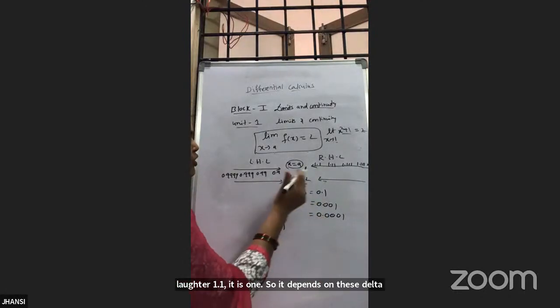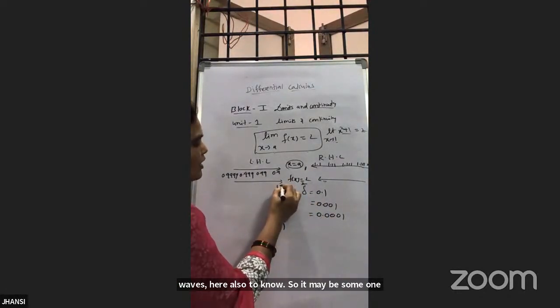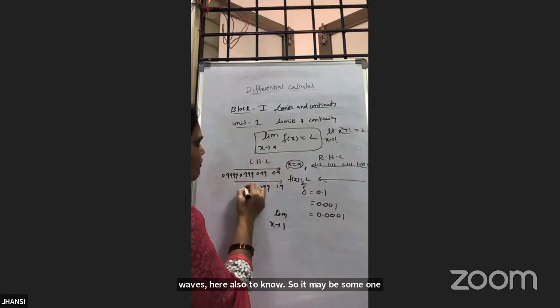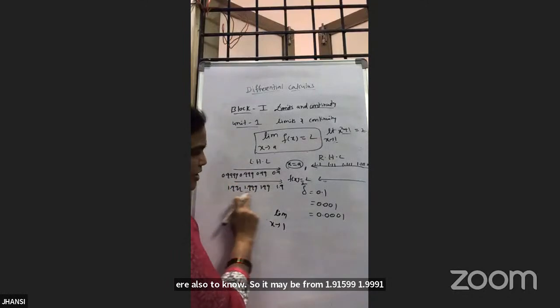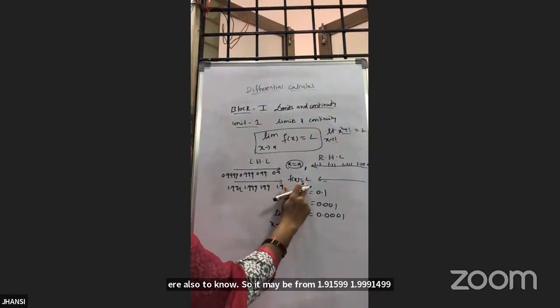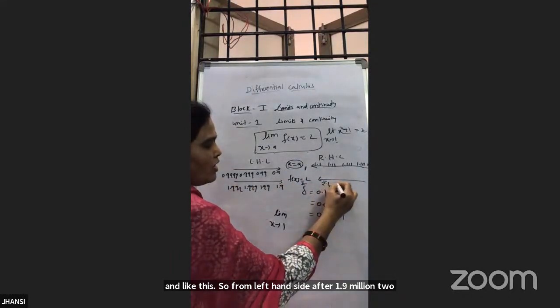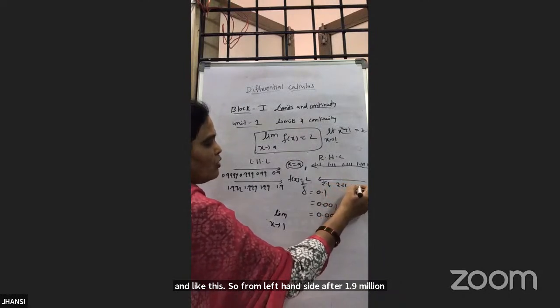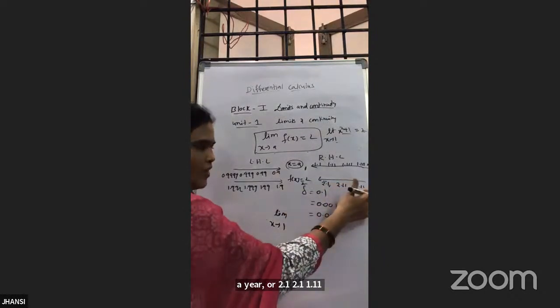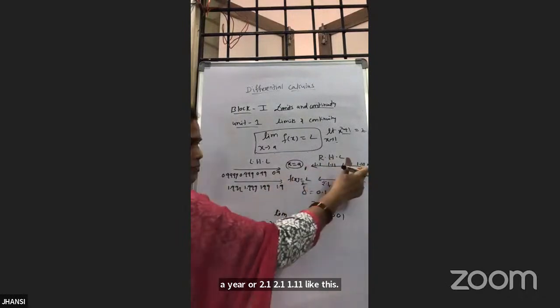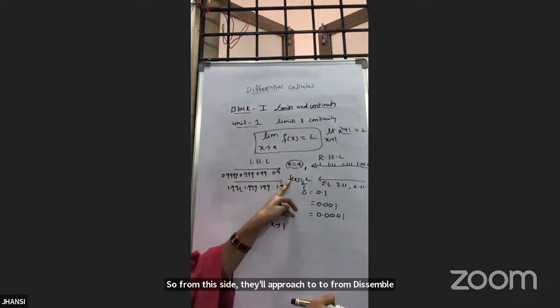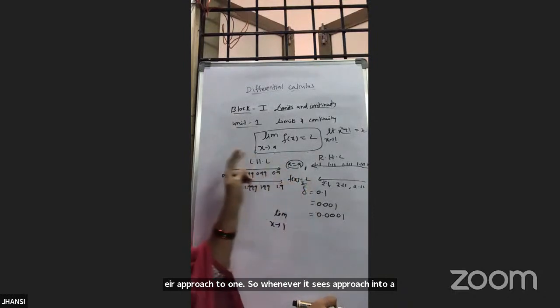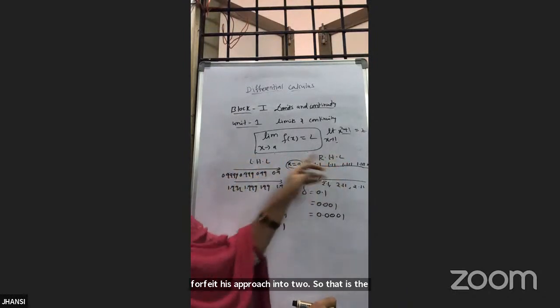Here also 2, no? So it will be from 1.9, 1.99, 1.999, like this. So from the left hand side, after 1.9, you will get 2. Here also 2.1, 2.11, like this. So from this side, they'll approach to 2. From this side, they'll approach to 1. So whenever x is approaching a, f of x is approaching 2. So that is the concept of LHL and RHL.